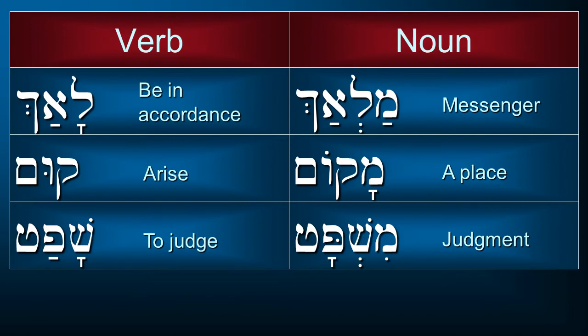Notice we have lechak, to be in accordance with, and then melach, messenger. And you can see how we just put a mem in front of that to change it from a verb to a noun. Same thing happens with the word arise, kum. And makom is a place where you arose, and maybe it's the place from which you arose, or it's the place where you arose and went to. But notice they are both sort of location ideas. And then shafat is the word to judge. That's the verb. And then mishpat would be a judgment. And so again, you see how related the verb and the noun is.